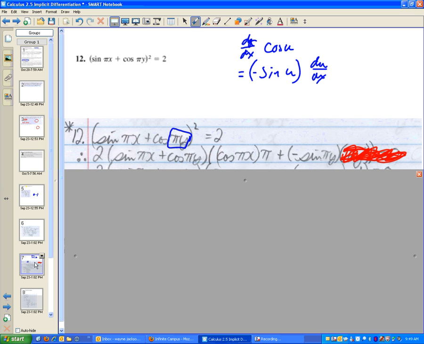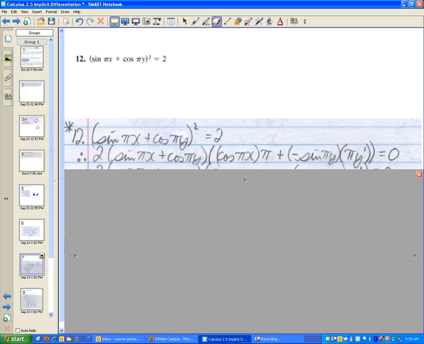Now we got to take, we still haven't done this, times the derivative of u. So u is pi y. Constant multiple rule. Pi is a constant, y is a function. So what is it? Pi y prime. Constant multiple rule. Pi times the derivative of y. The fun has only begun.